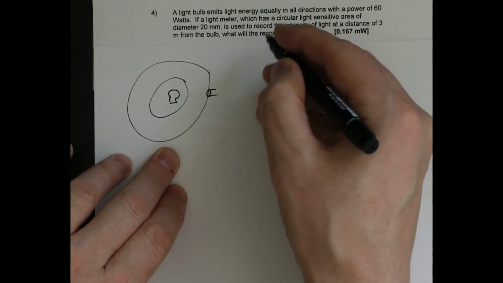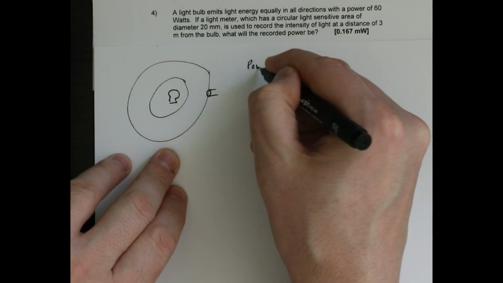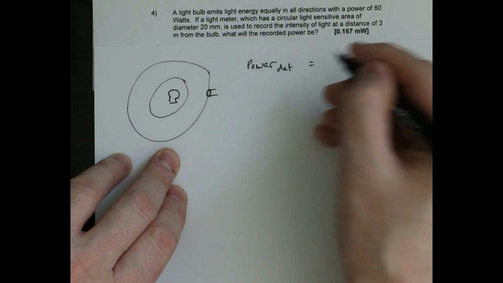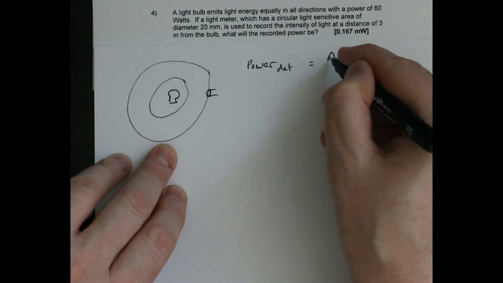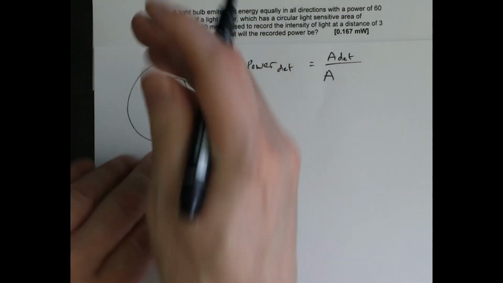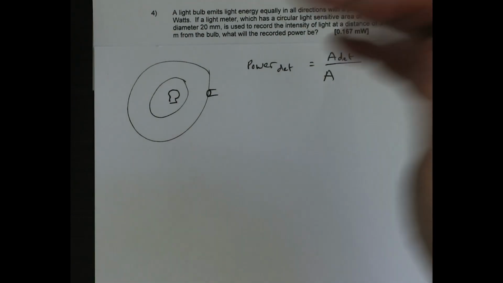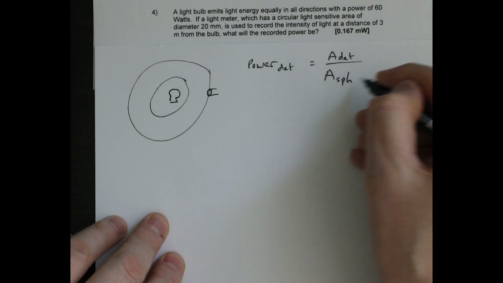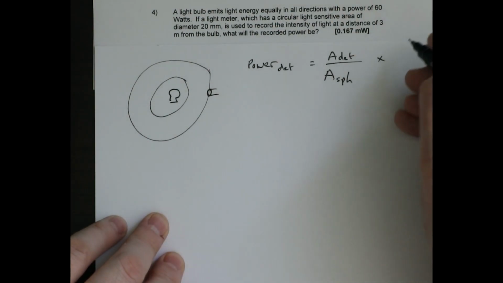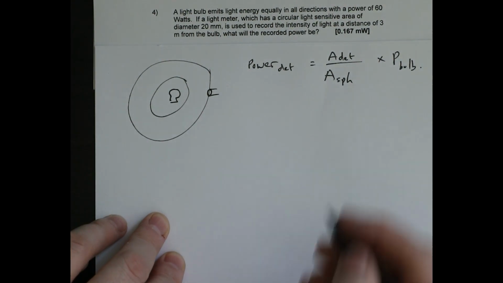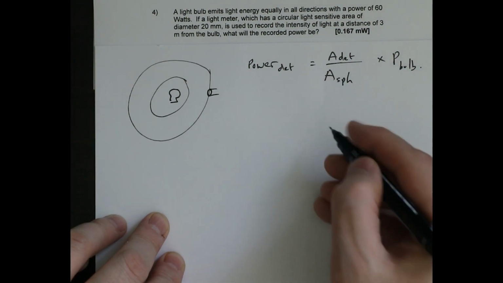So basically the power recorded at the detector is going to be equal to the ratio of the area of the detector divided by the area of this big sphere, 3 meters away from the light bulb, that all that power is passing through. I'll just call that the sphere, multiplied by the initial power of the bulb. So we need to work out what these two areas are.